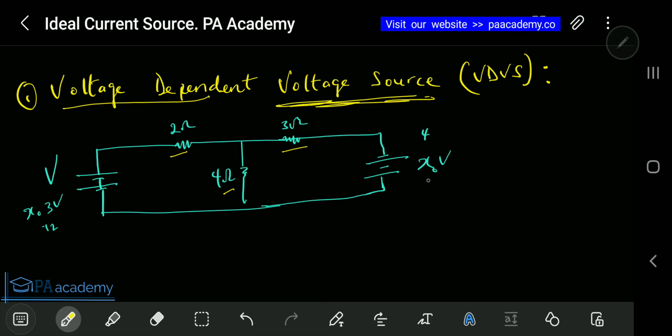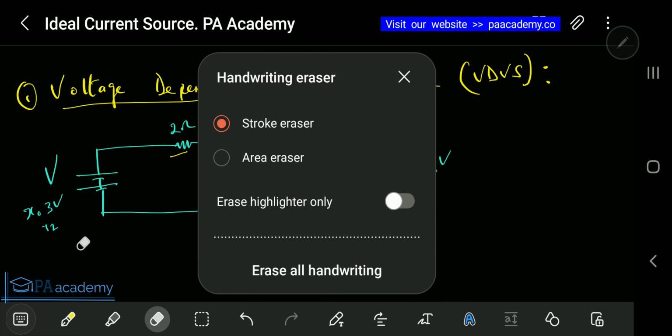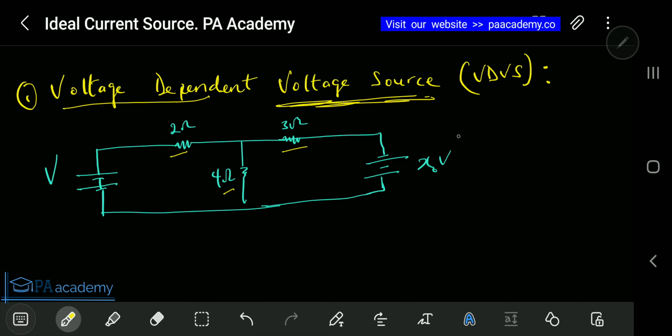Now take a look at this particular circuit. Let me take out some of these things. The value of the voltage at this point here, I just called x naught volts. That means we don't actually know the voltage here. And if you look at this one on the left side, let's say the value is 3x naught volts. So now if you analyze it based on what we are talking about, a voltage dependent voltage source, this one here is the voltage dependent voltage source. And why?